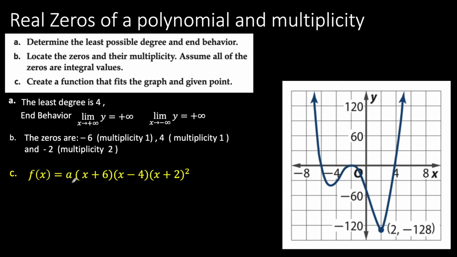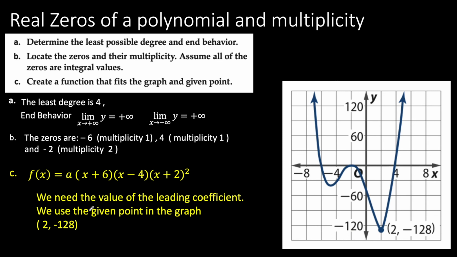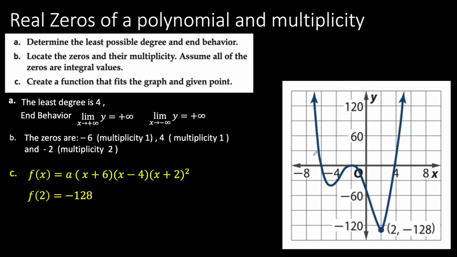For this, we use the remaining information, which is the given point. We didn't use it in the problem, so we're going to use this point: 2 and negative 128. That means f of 2 equals negative 128. 2 is x and negative 128 is f of x. That's your y. F of 2 is the y coordinate. So we substitute in the function with x equals 2.